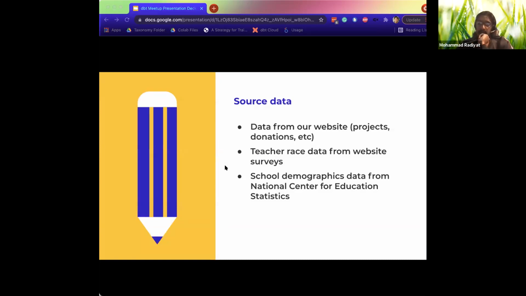For the aggregates, we aggregate that data from our website, like number of projects and number of donations. And for the breakdowns, we link that data to teacher demographic data that we collect through surveys from our site and school demographic data that we get from the National Center for Education Statistics. And you can look that data up if you want, it's completely public.